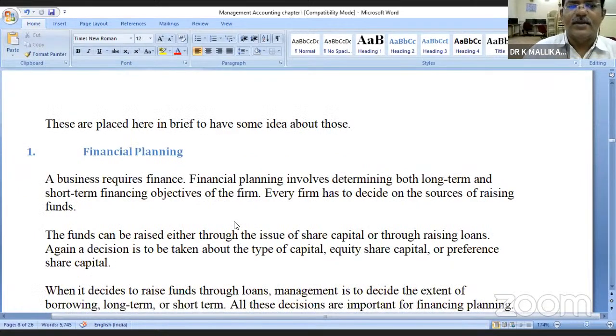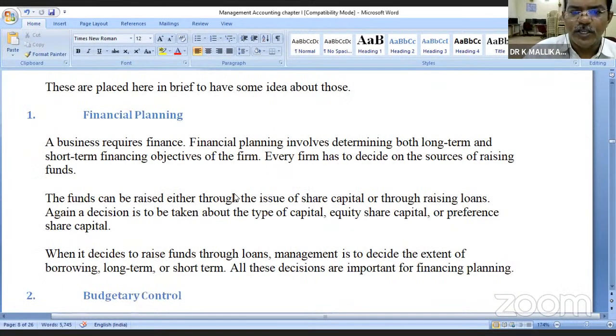The first one is financial planning. Every firm requires finance. Finance is the lifeblood; without finance, the firm cannot do any single activity, right? Financial planning involves both short-term and long-term objectives. Short-term in finance means less than 1 year, and long-term is maybe 3 to 5 years, and 5 years and more. It depends, right? So how can the firm mobilize funds?